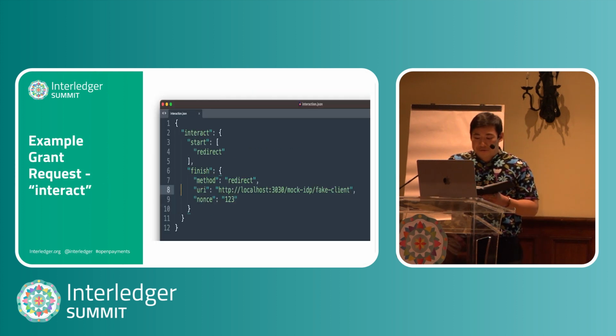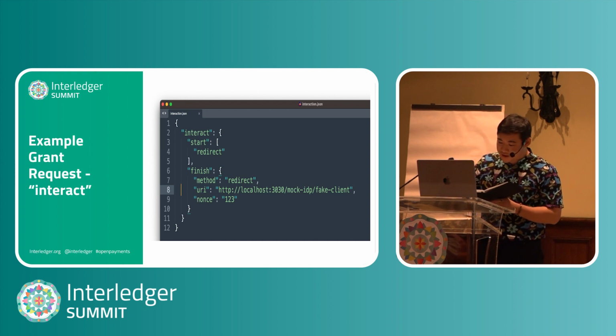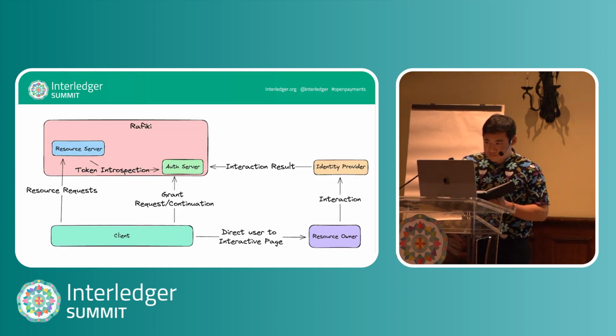Finally, there's the interact field, which indicates to the auth server how it can signal to the client when interaction starts and ends. Note the start and finish fields, very self-explanatory, I believe.